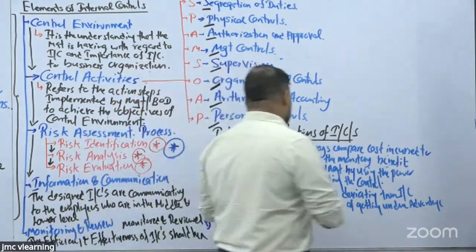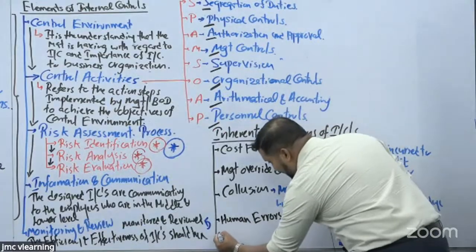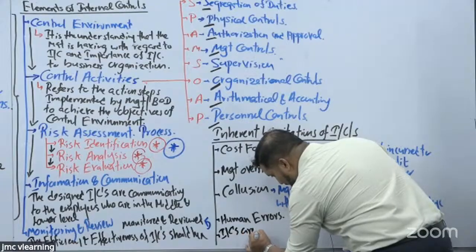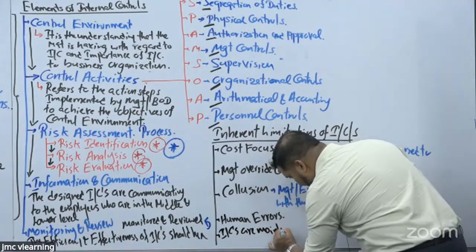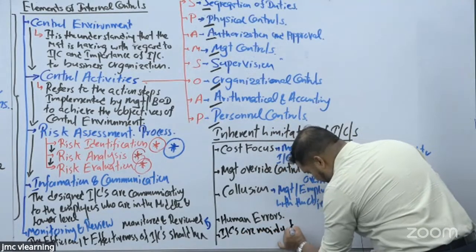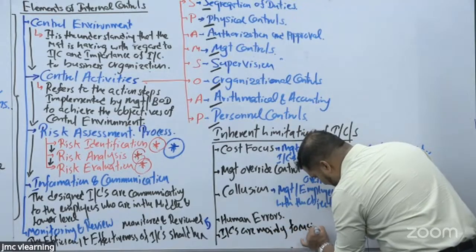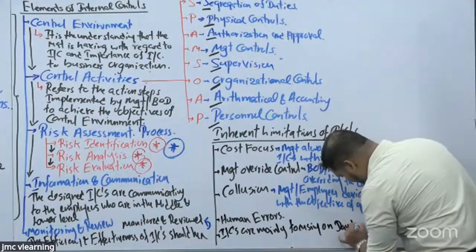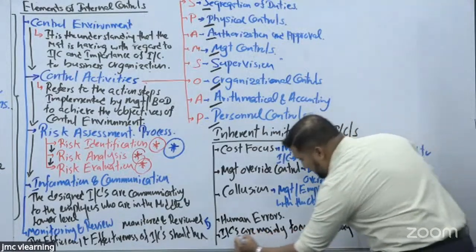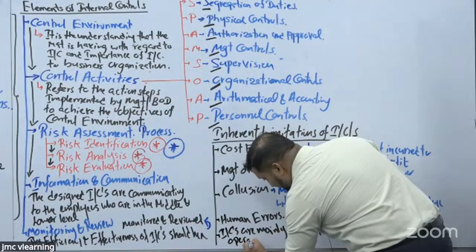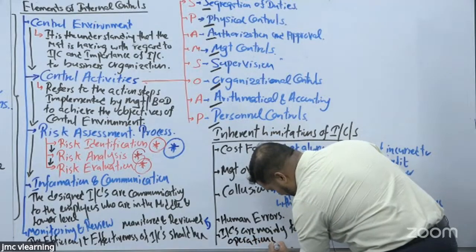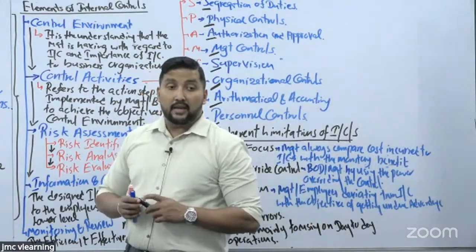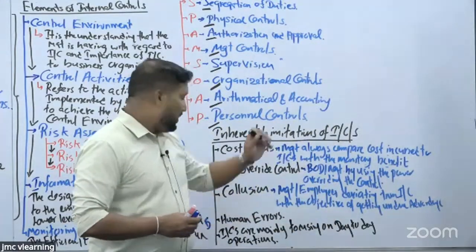Though the final limitation is what? Internal controls are mainly focusing on what? Mainly focusing on day-to-day operations, which is another risk factor. Internal controls are mainly focusing on day-to-day operational aspects.